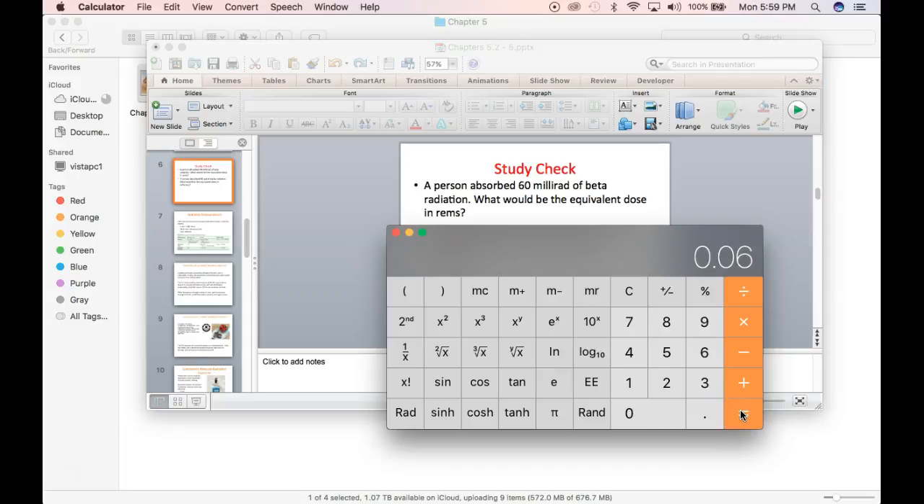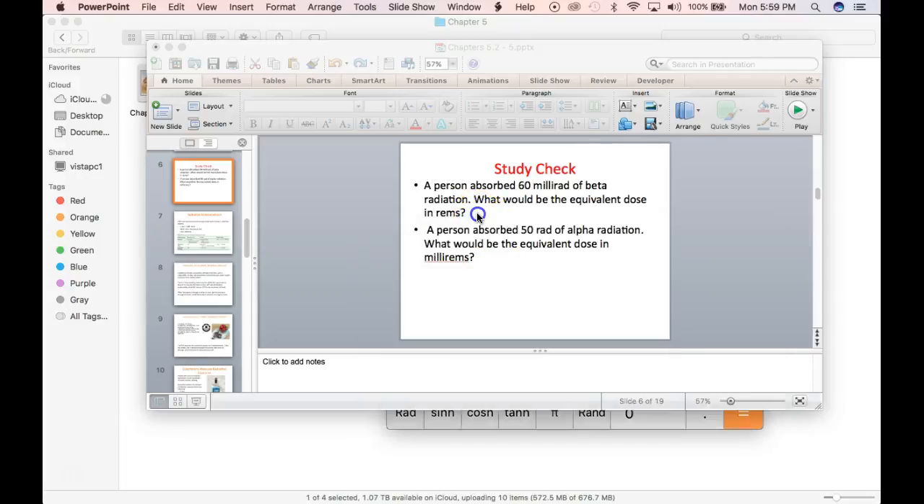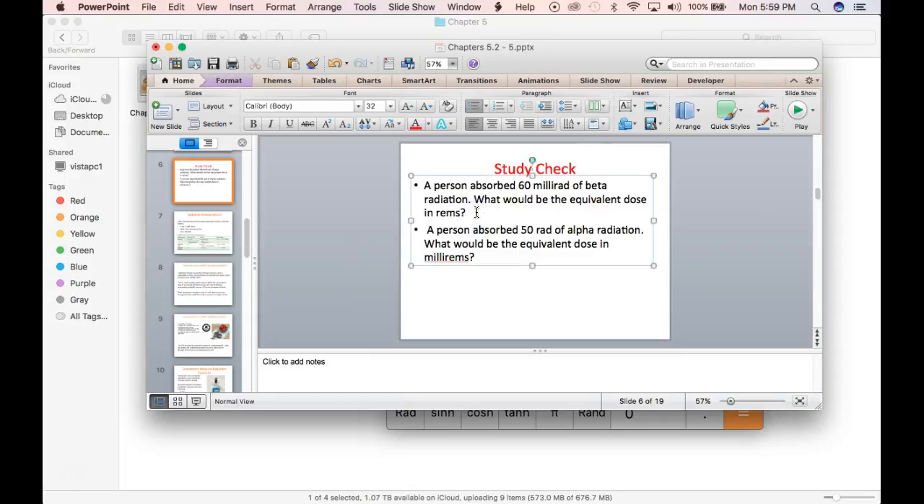So that's 0.06 rems. All right, so this would be 0.06 rem.